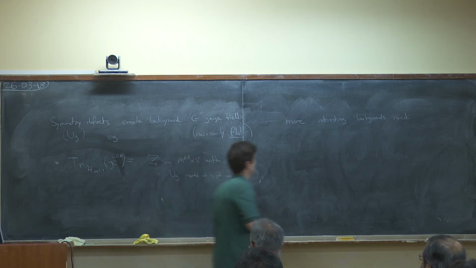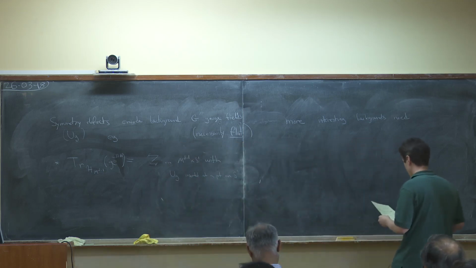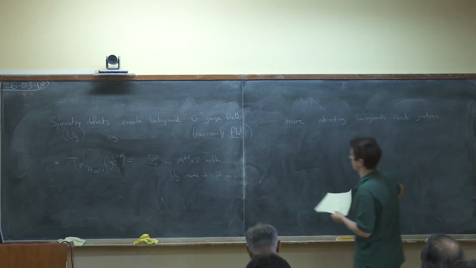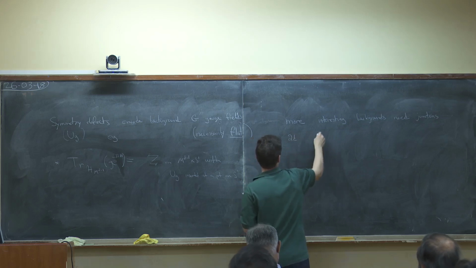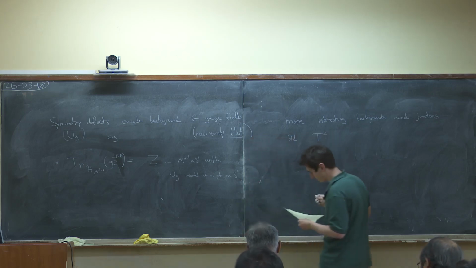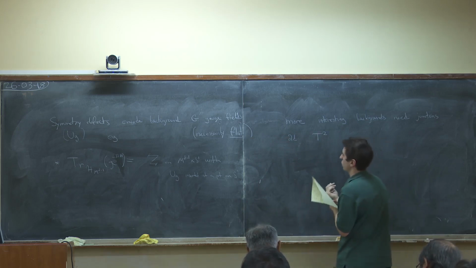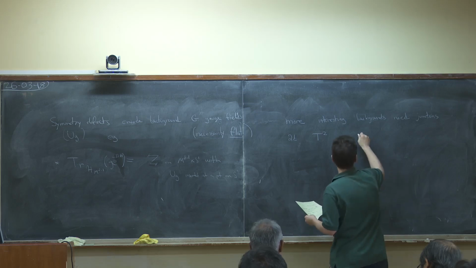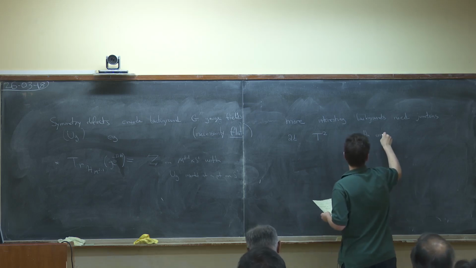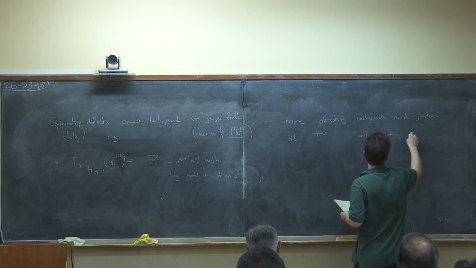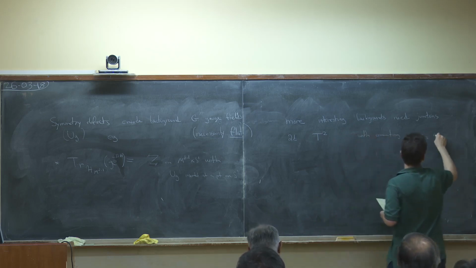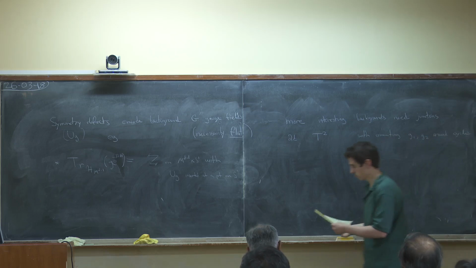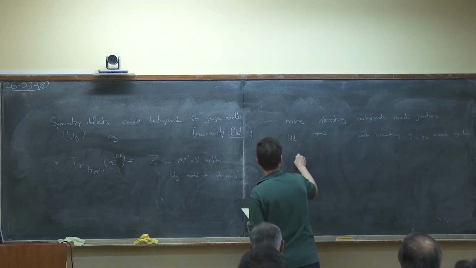Okay, almost done, I promise. More interesting backgrounds need junctions. So let's give an example. Suppose we're in 2D and we're considering a partition function on the torus. A typical thing we might try to do is turn on commuting holonomies around the two cycles. How would we represent that in terms of symmetry defects and junctions?